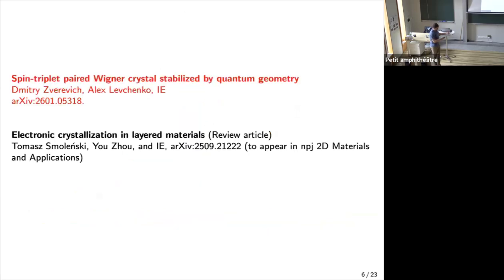Okay, good. The things I'll tell you about today are mostly summarized in this archive preprint with Dmitry Zverevich, who's a graduate student at the University of Wisconsin, and my colleague, Alex Yevchenko. If this subject of electron crystallization is interesting to you, then I encourage you to look at a recent review article we wrote that should hopefully be appearing soon in print with Tomasz Smolensky, who's my experimental collaborator at the University of Basel, and Yo Zhou at the University of Maryland. Good. So let's jump in.